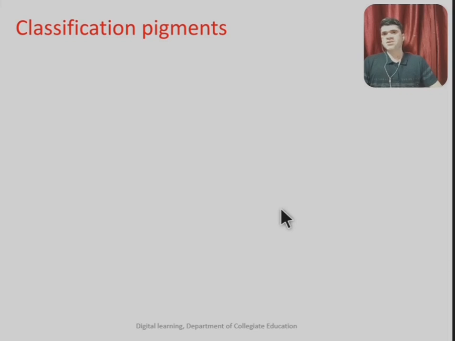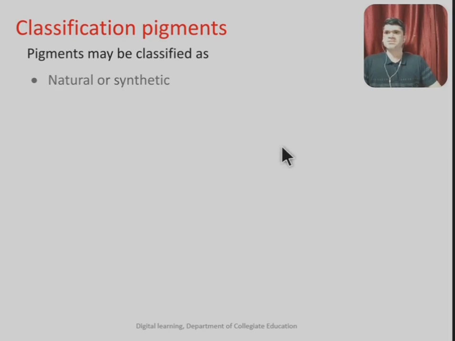Classification of pigment. Pigments may be classified as natural or synthetic. Natural means pigments obtained from plant sources, flowers, bark of a tree. So these are nothing but coloring substances which are obtained from natural sources. Or synthetic, they can also be prepared in the laboratory. They can be organic or inorganic.